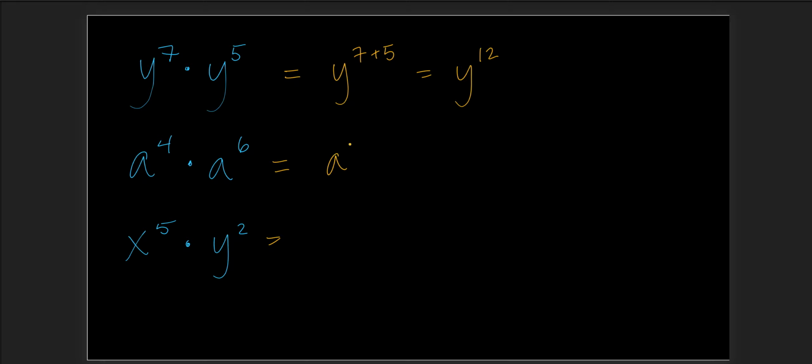So this is a to the 4 plus 6. And you can write out 4 a's and then 6 a's and see how that's actually 10 a's. But after a while, we just don't need to do that. And if we had a big number in the exponent, we wouldn't want to write out all of those. Now here, if you notice, the bases are not the same. So the answer is just this. That's all we can do.